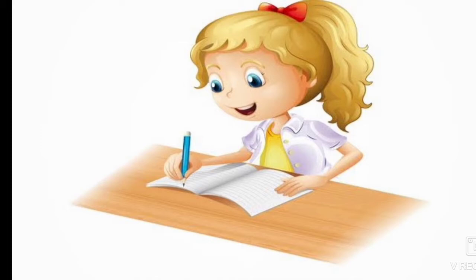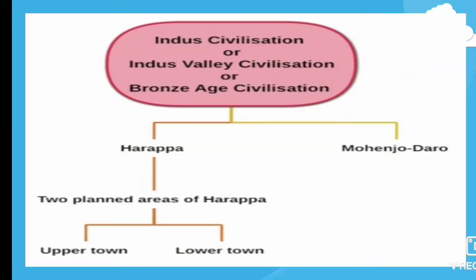Now let's recall our previous session. In the previous session, we saw about Indus civilization. It is also known as Indus Valley civilization because this civilization flourished in the Indus River. It is also known as Bronze Age civilization because the people of this period used articles made of bronze. Harappa and Mohenjo-daro are the two famous cities found in the Indus civilization.